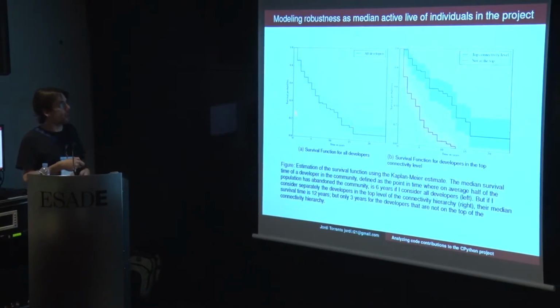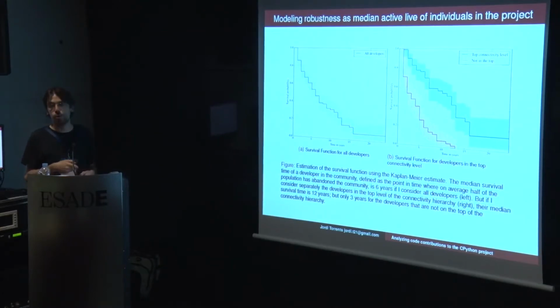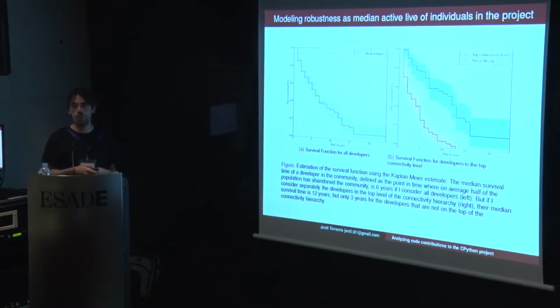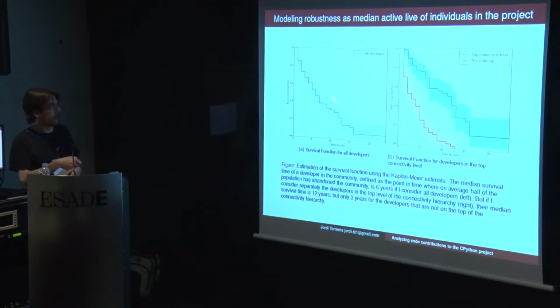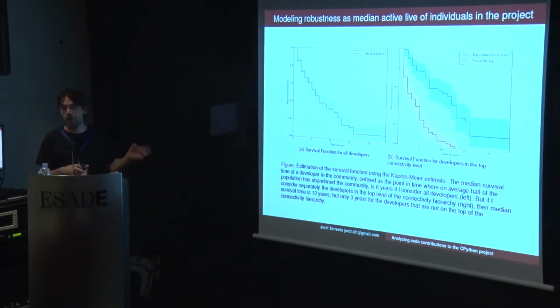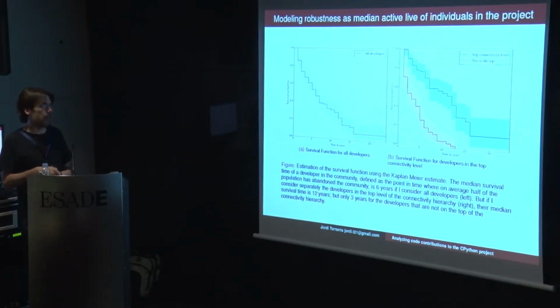Another way of looking at this is with this survival function. If you look at all the developers that have contributed at least one line of source code in Python, here the plot is the median survival time of a developer in the community, which is defined as the point in time where on average half of the population has abandoned the community. And it's 6 years if you consider all the developers together, but if you look only at the top of the connectivity level, this is 12 years instead of 6. And people that are not in the top stay only 3 years.